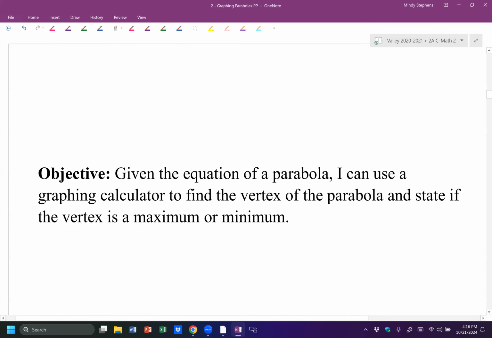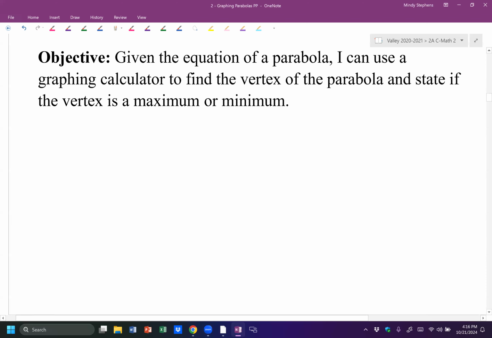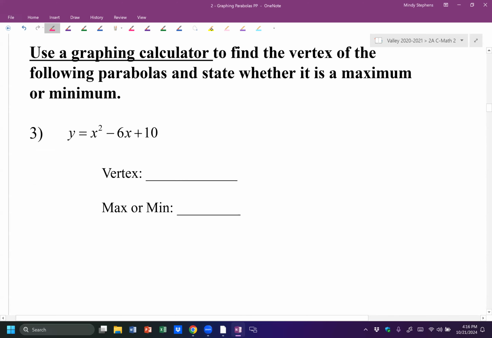Today, the first thing we're going to do is I'm going to give you an equation of a parabola, and you're going to use the graphing function on the calculator. We're actually going to graph it on our calculator to find the vertex and also be able to tell if it's a maximum or minimum. If you notice the directions, it says use a graphing calculator. When it says that, it means we're going to use the graphing function on the calculator. We're actually going to graph these equations.